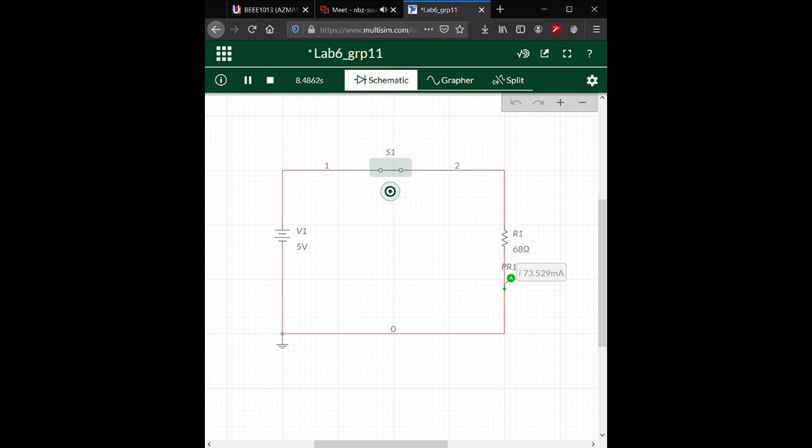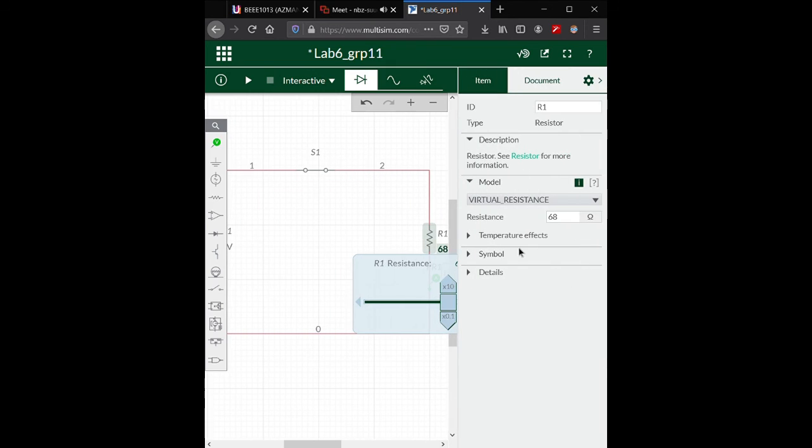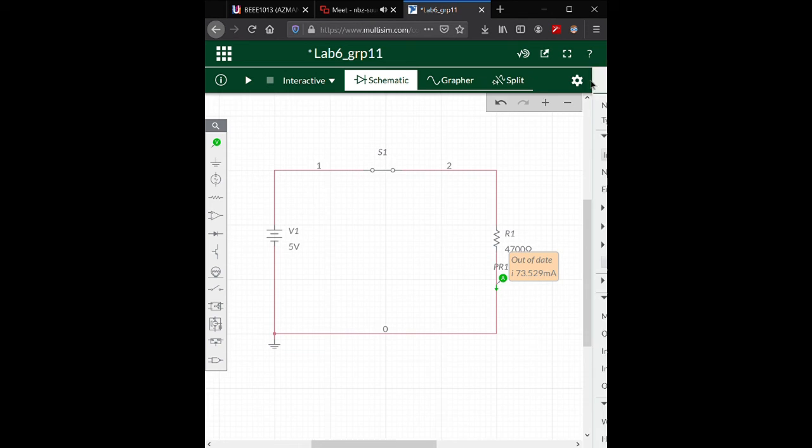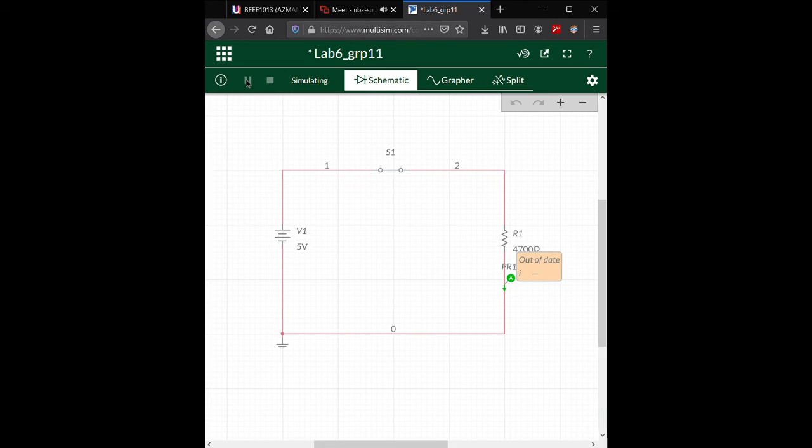Okay, right now I will choose another example, which is 4700 ohms. Let me stop the simulation. Okay, 4700 ohms. I will run the simulation. Now the ammeter is showing 1.0638 milliampere, which is exactly what we have recorded, and it is similar to the one we have calculated in theory.